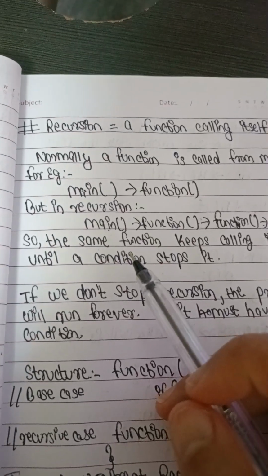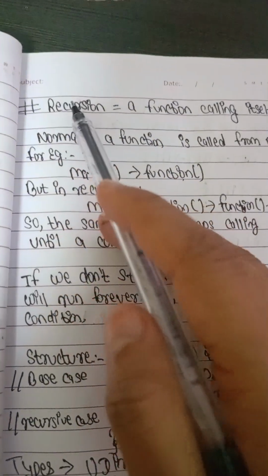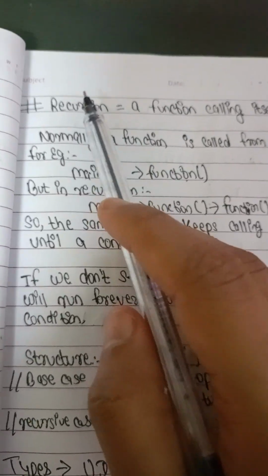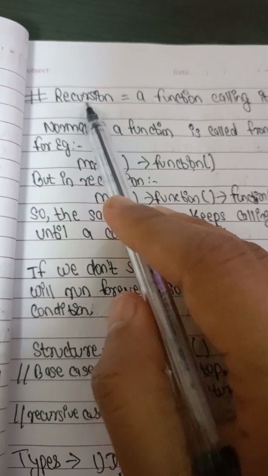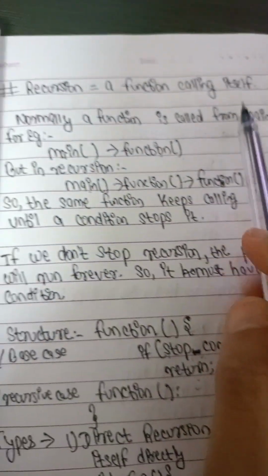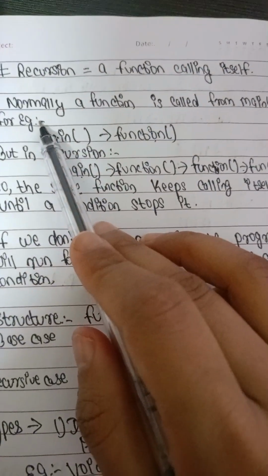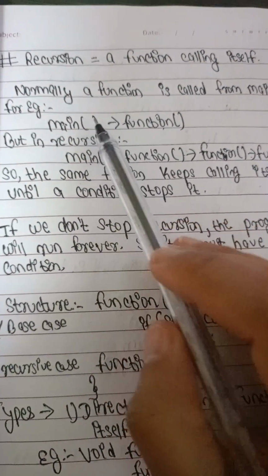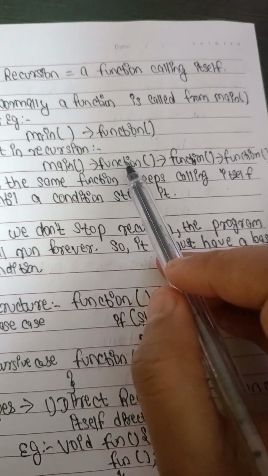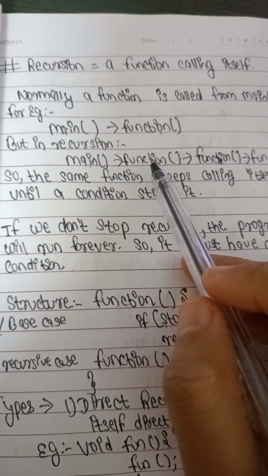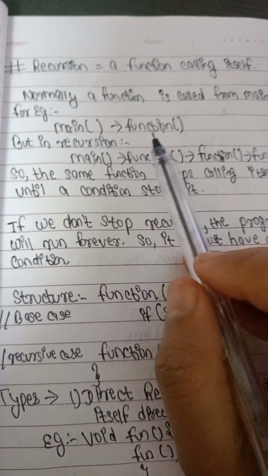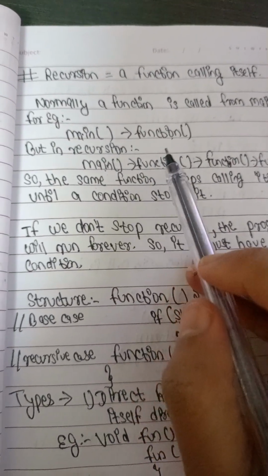So let's see our new topic today, recursion. Recursion means a function calling itself. Normally a function is called from the main, as we have done in many examples, but in recursion, the function itself will be our main. So the same function keeps calling itself until a stop condition is used.